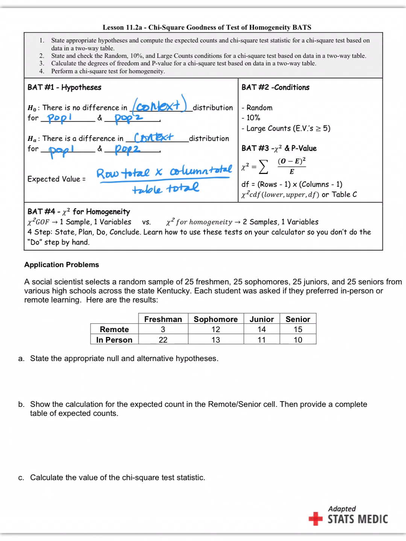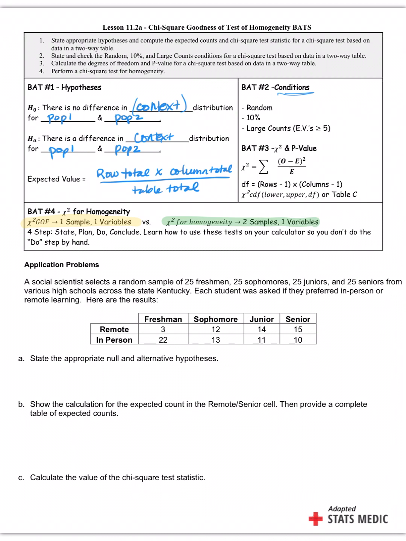And all this gives you the same thing on the conditions, nothing changed there. All right, so it's summarizing here the difference. Goodness of fit is one sample, one variable, right? Homogeneity, two samples, one variable. But we're still doing the state, plan, do, conclude. Conditions are pretty much the same. Calculator will do most of the work for you.